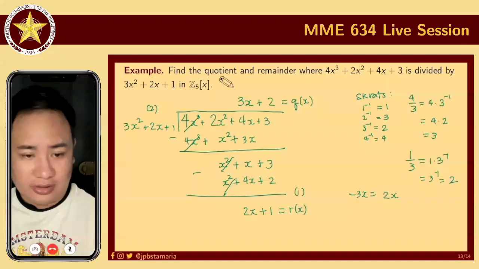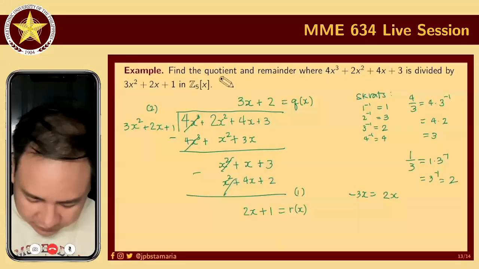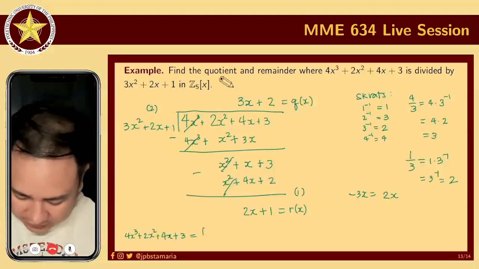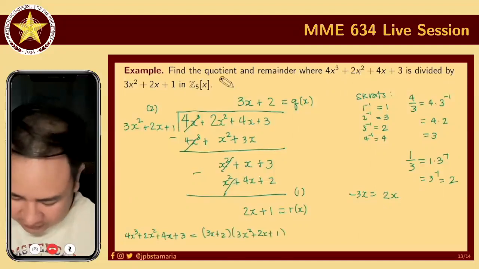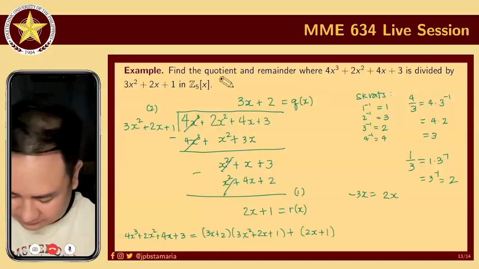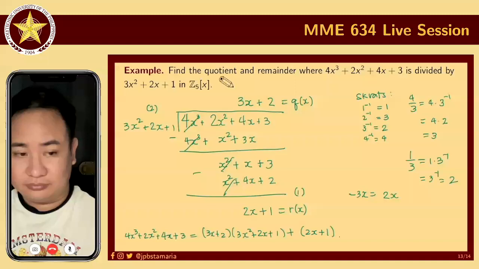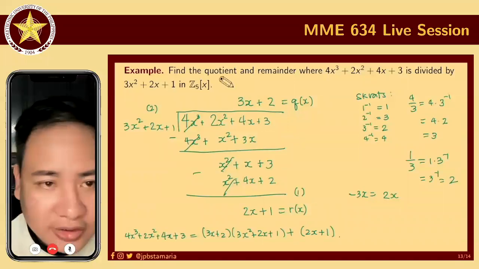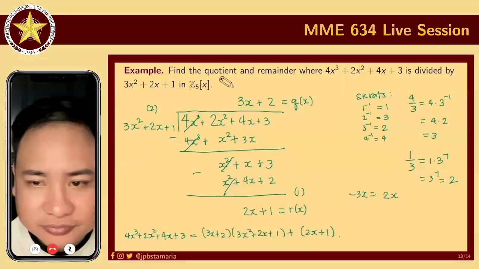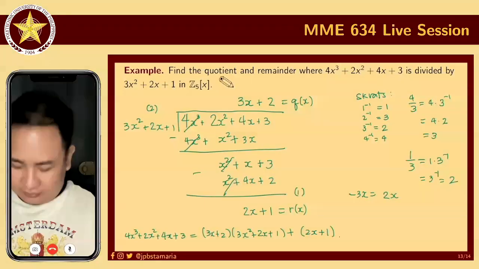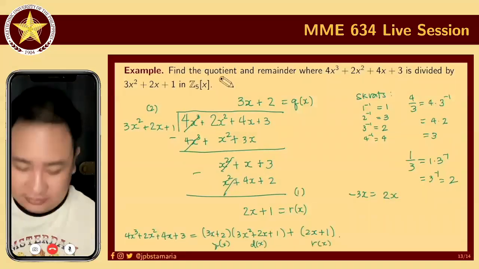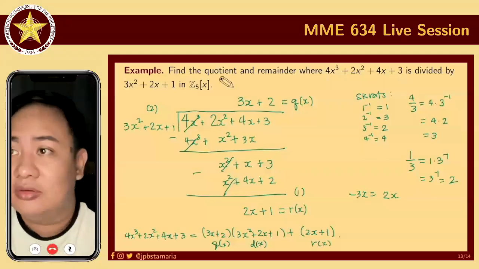Okay? O yung form na gusto nyo, yung ito yun, 4x cubed plus 2x squared plus 4x plus 3. Ang quotient ay 3x plus 2. Ang divisor ay 3x squared plus 2x plus 1 at ang remainder ay 2x plus 1. Okay? Yan yung ano. Ito yung q of x times d of x plus r of x. Okay? May tanong ba?